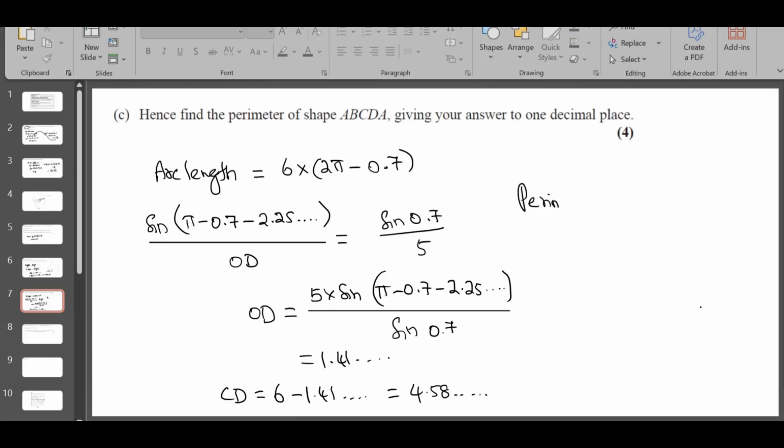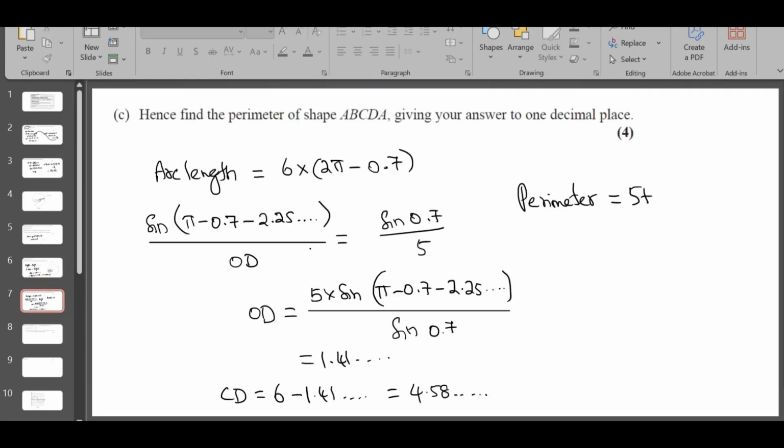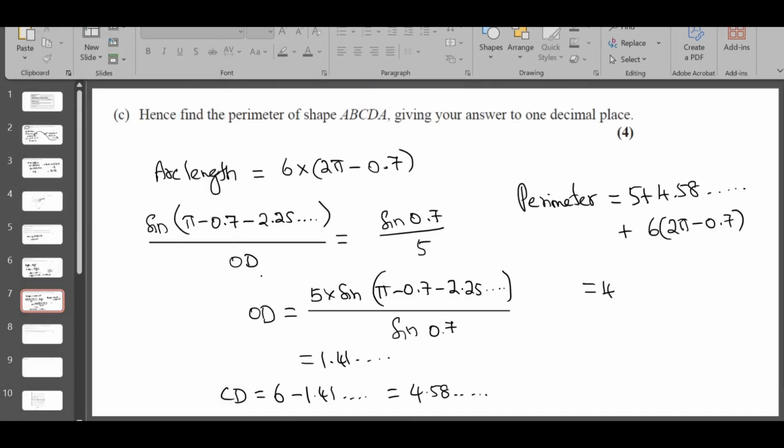I'm going to remove the figure here. I'm going to write perimeter is equal to the length AD, this 5, plus the one we got just now, 4.58 dot dot dot, plus the arc length. So this answer plus 5 plus 6 times 2 pi minus 0.7, close the bracket and round it to one decimal place. That's 43.1 centimeters. That's the perimeter of the shape.